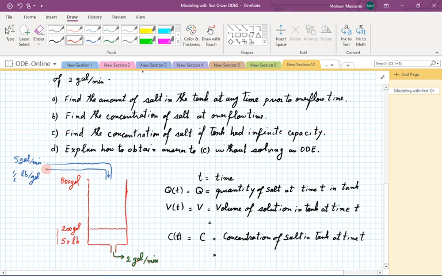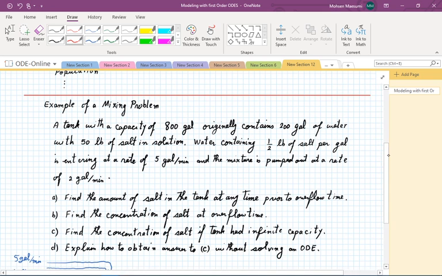Then we are going to have two pipes. One pipe is going to let a certain kind of solution come in, and another pipe is going to take the solution out. The incoming solution is coming at the rate of 5 gallons per minute, and it has half a pound of salt dissolved per gallon of that incoming solution. The outgoing is going at the rate of 2 gallons per minute. So the problem states just what I mentioned.